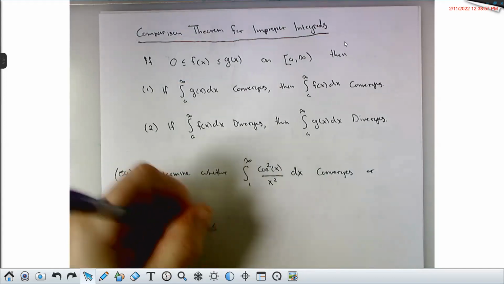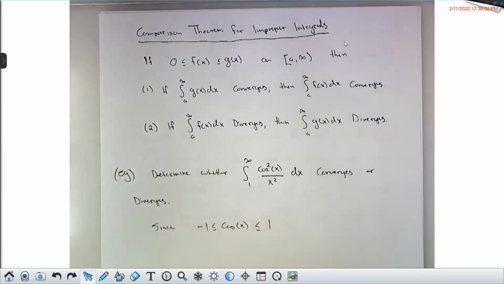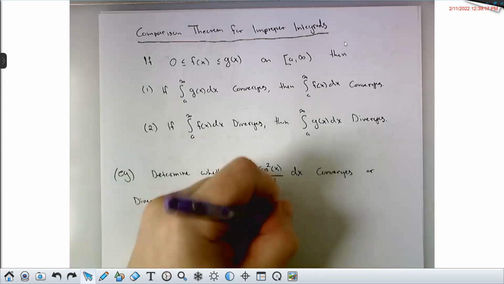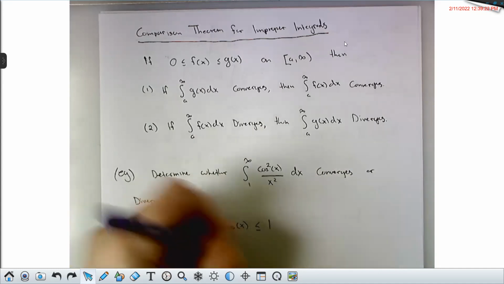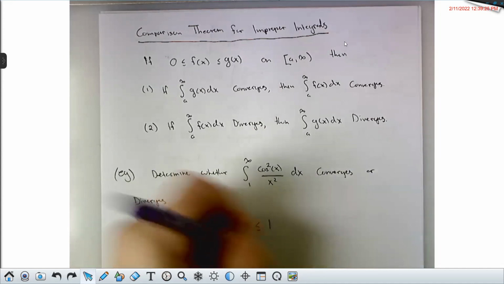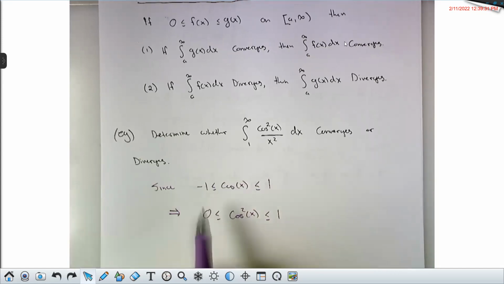We know that cosine is always stuck between -1 and 1. The cosine function is a wave that bounces back and forth from -1 to 1. Those outputs are never larger than 1, never smaller than -1. Because of that, cosine squared is always going to be between 0 and 1. If you take numbers that live between -1 and 1 and square them, they'll become positive, but they'll still never get bigger than 1.